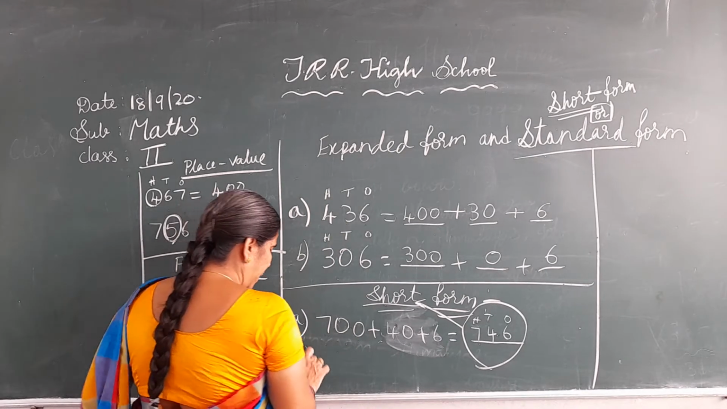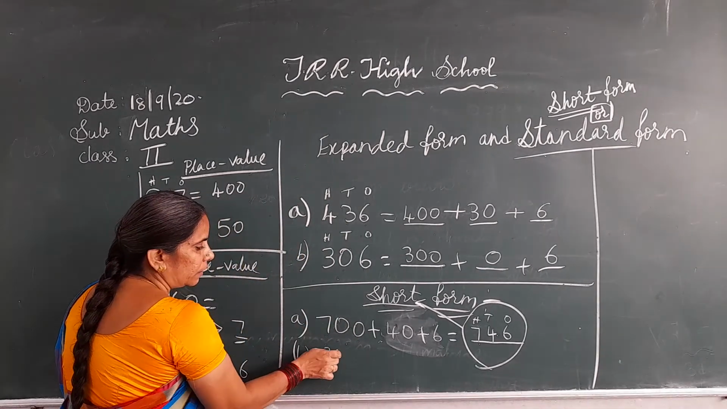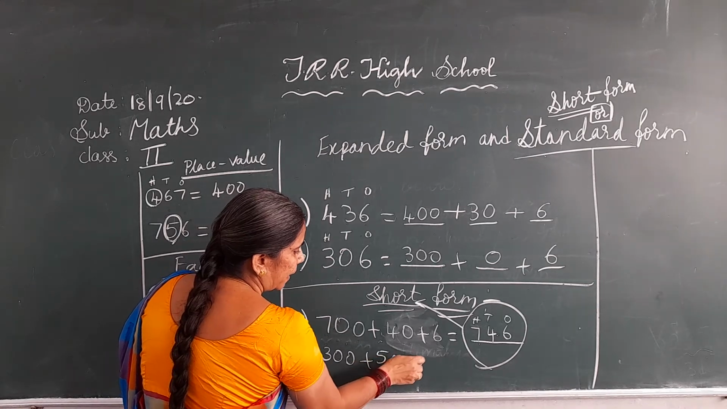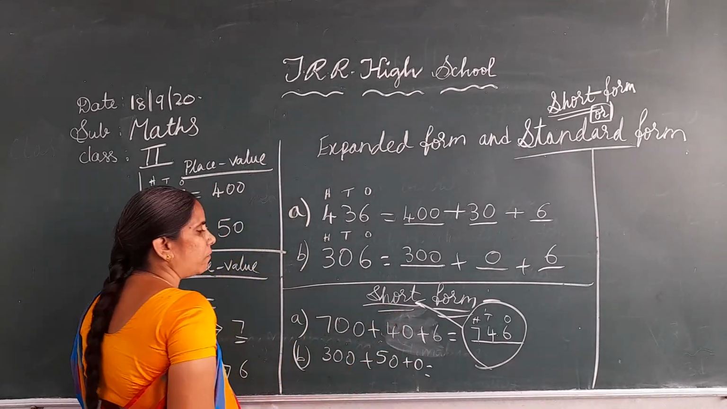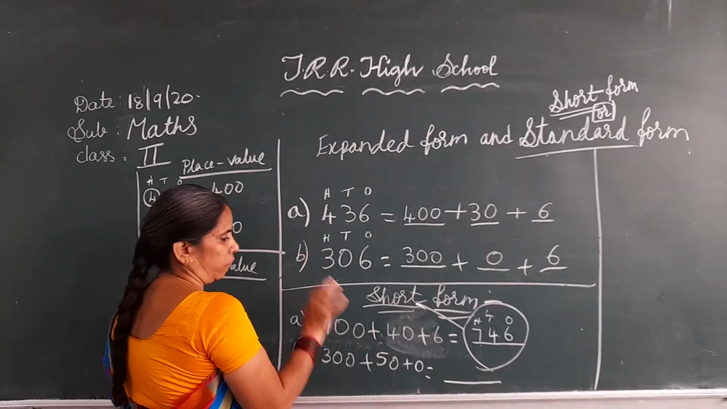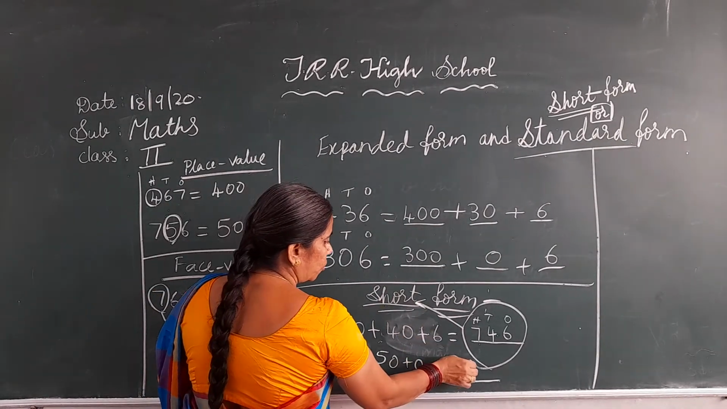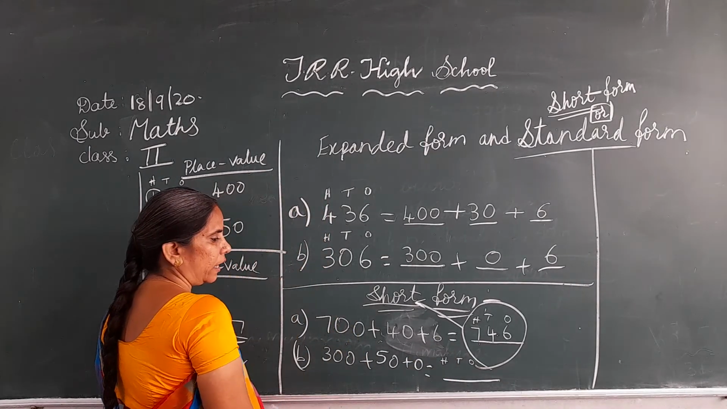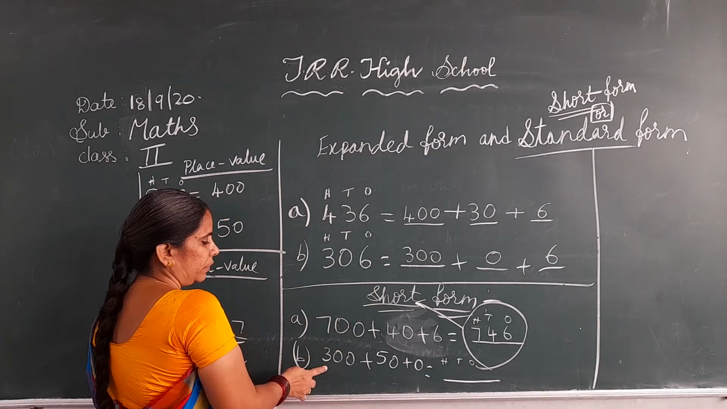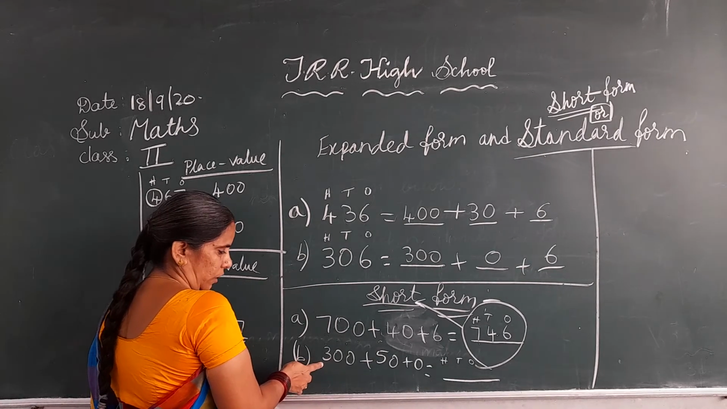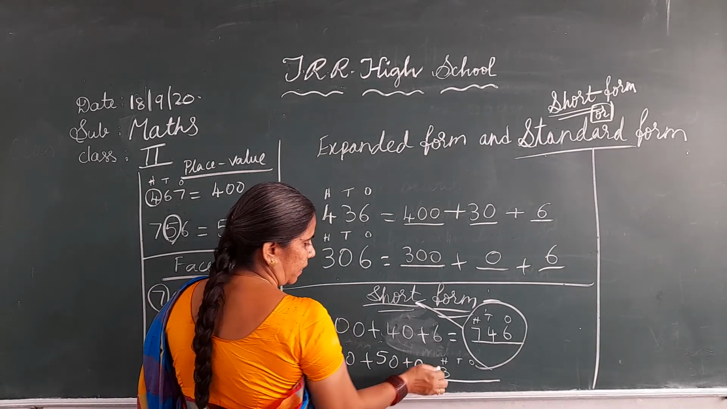One more example I will give you: 300 plus 50 plus 0. Nothing is there in the ones place. So what will you do? If they tell you to write in the short form, the first thing you must do is write the place values: ones, tens, hundreds. Now start from hundreds. 300. In the hundreds place, which digit must you write? 3. Write it in the hundreds place.